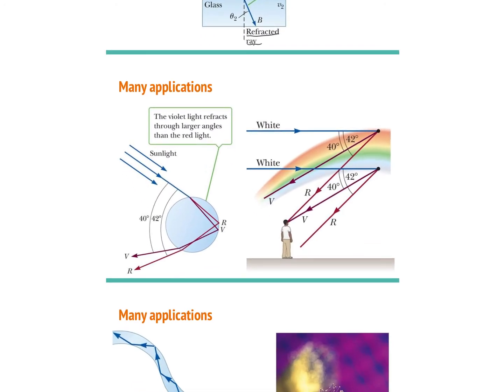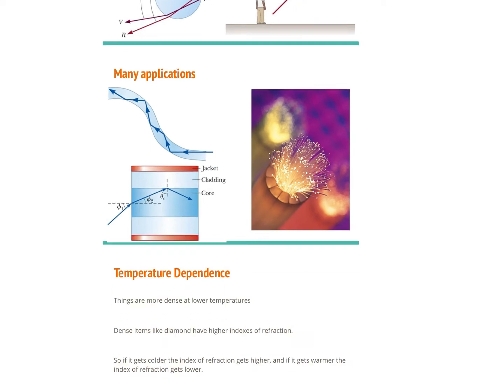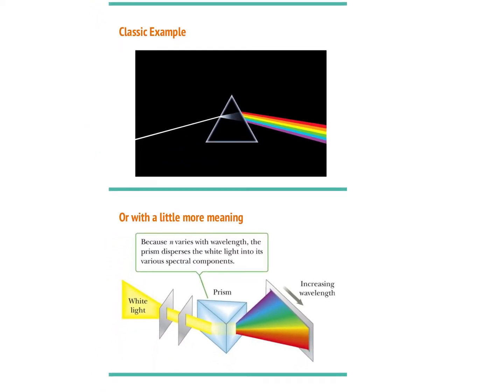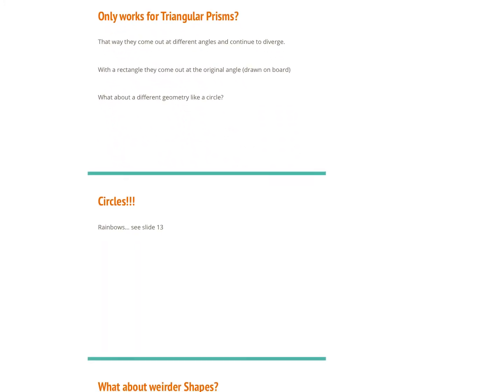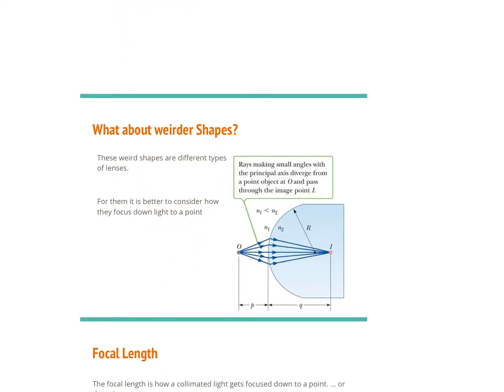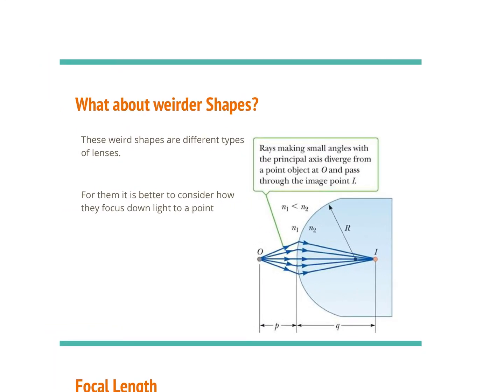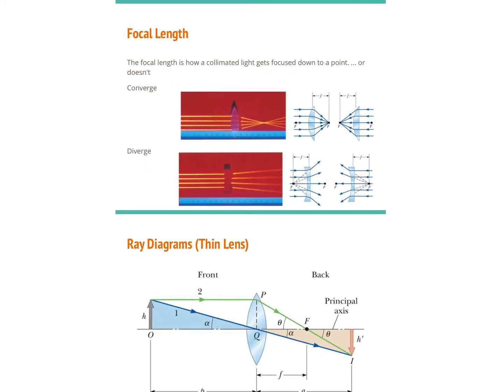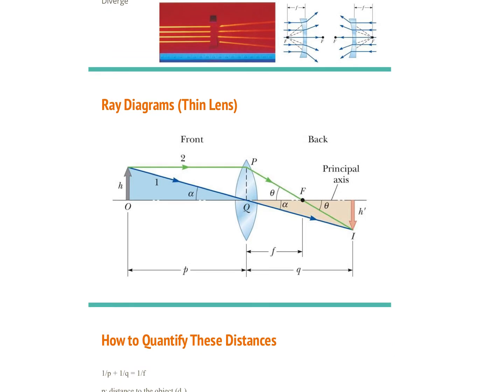Which leads to many applications. Rainbows, fiber optics, mirages, prisms, more prisms, and then I opened up other ways that light can bend. Other ways that light can bend led us to lenses. When we got to lenses, we defined converging and diverging lenses. We looked at ray diagrams to think of, okay, what's the path that the light takes, and where do the images form?